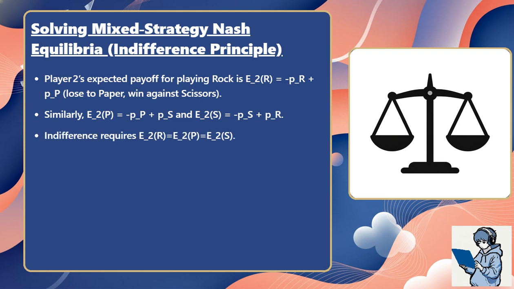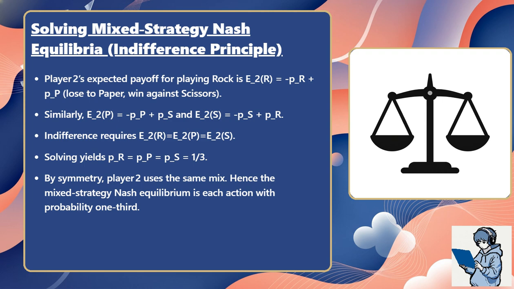Indifference requires E2(rock) = E2(paper) = E2(scissors). Solving yields p_r = p_p = p_s = 1/3. By symmetry, player 2 uses the same mix. Hence, the mixed strategy Nash equilibrium is each action with probability 1/3.